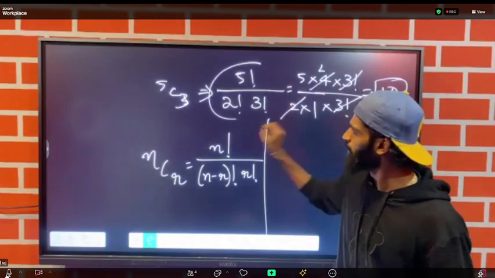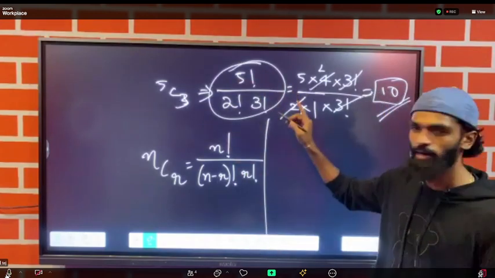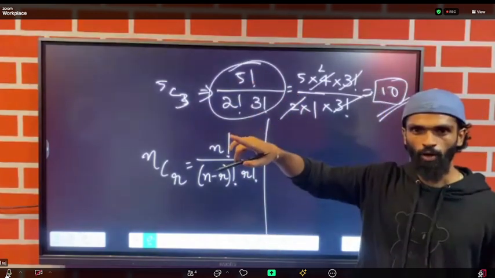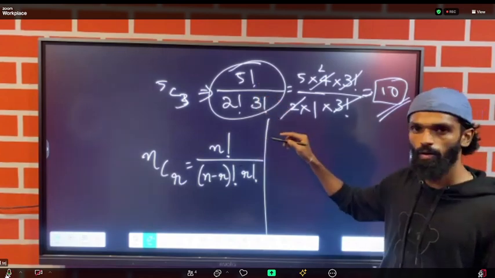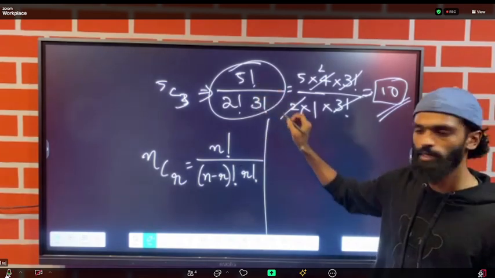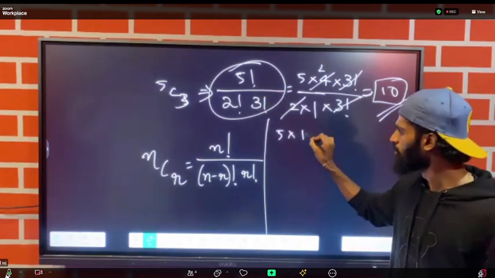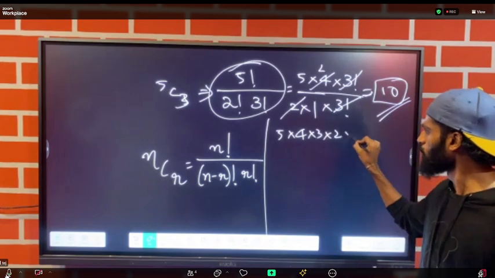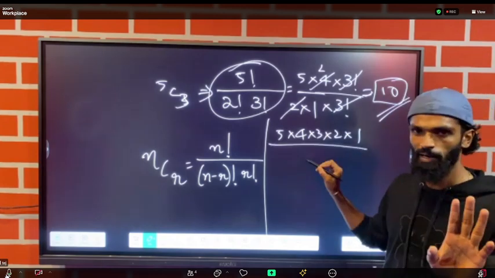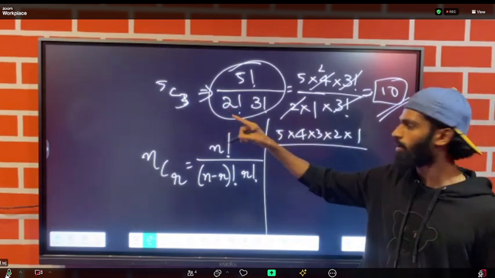Wait. This part you understood? Yeah, I understood. Wait. You are telling we'll expand completely, no? Yeah. You'll get a different answer, no? No, wait. What is 5 factorial? 5 into 4, 3, 2, 1. Don't multiply. In the end, we shouldn't write a factorial.